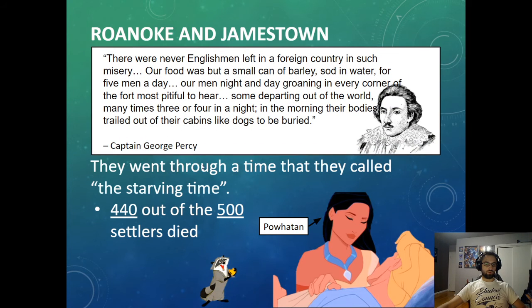So I'm going to read this quote real quick. This is by Captain George Percy, and he was there. There were never Englishmen left in a foreign country in such misery. Our food was but a small can of barley, sod and water, for 5 men a day. Our men night and day groaning in every corner of the fort, most pitiful to hear. Some departing out of the world many times 3 or 4 in a night. In the morning their bodies trailed out of their cabins like dogs to be buried.